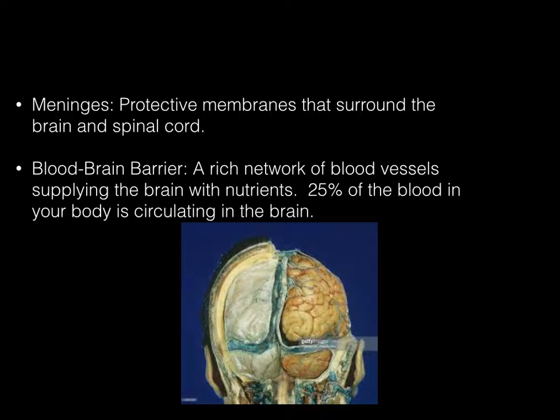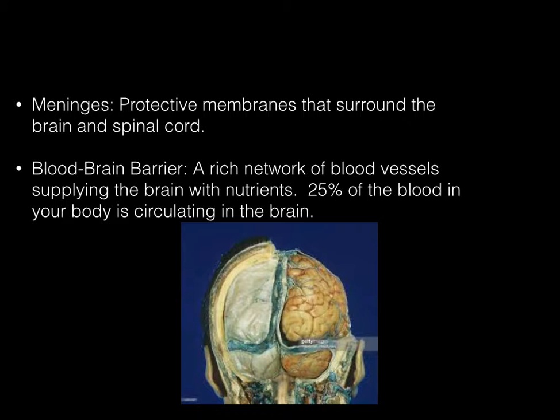Meninges. The meninges are going to protect the brain. So they're protective membranes that surround the brain and spinal cord. In fact, you got extra credit for removing a meninge from the covering of your brain or the sheep brain. So they're really important structures that protect the brain.